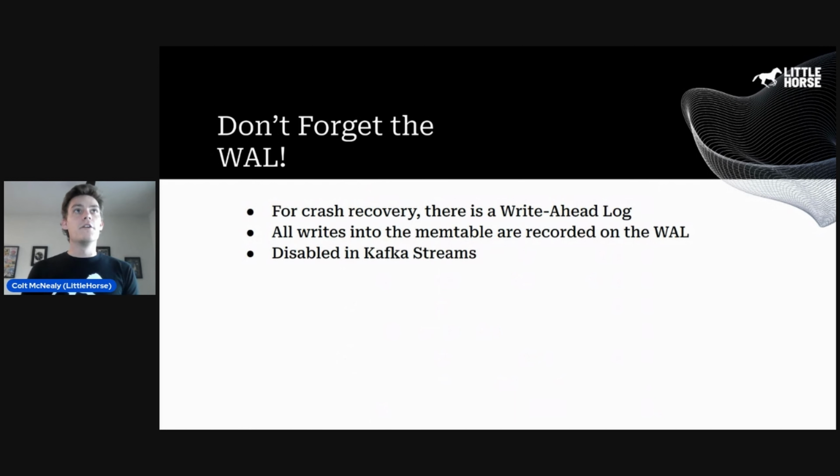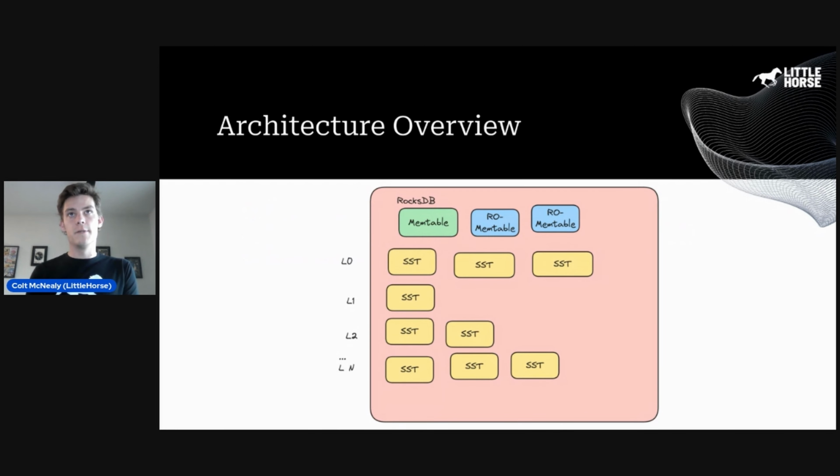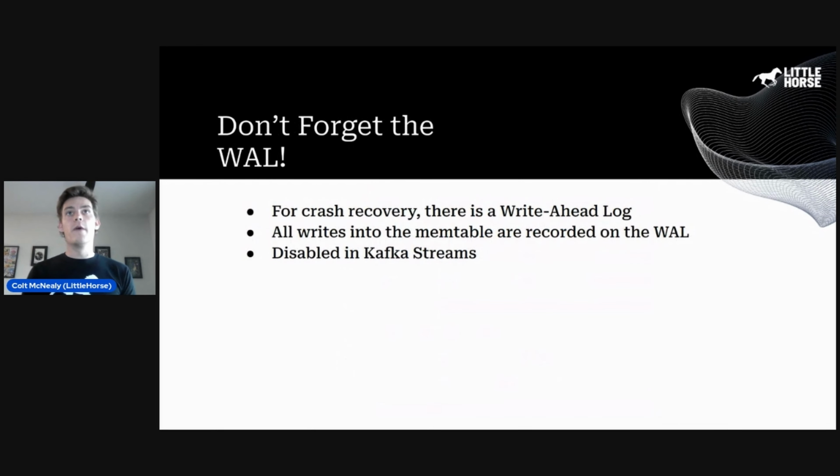So don't forget the write-ahead log. I didn't mention it in this architecture picture, but if you're paying attention, you'll note that the mem table is in memory. It's a hash map, and if I make a write to memory and then the database crashes, I lose that data. Well, the write-ahead log is basically a way for RocksDB to enable recovery in the case of a crash. When you insert into the mem table, it also writes a key value pair to the write-ahead log on disk. And then when there's a crash recovery, RocksDB will reconstruct the mem tables from the write-ahead log.